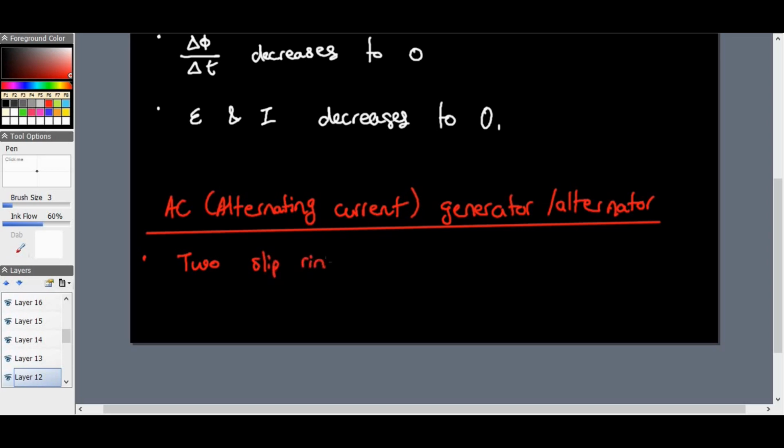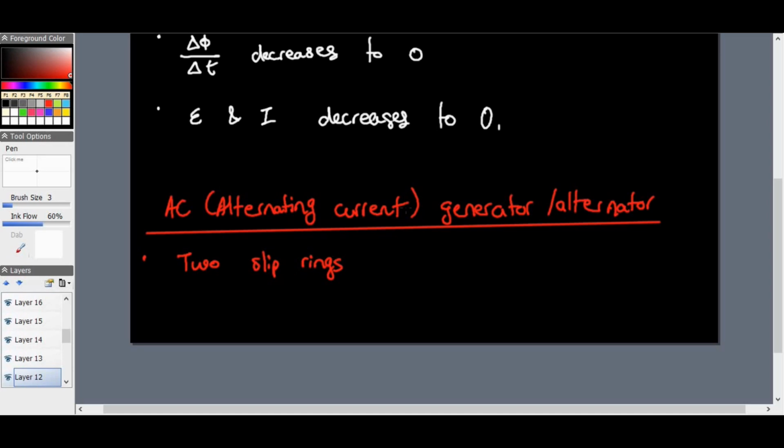Two slip rings. I'll show you how that looks. When you're looking at a diagram and you want to know is it AC or is it DC, how you identify it, even if you have a textbook that has the electrodynamics section, or in an exam: if you see two whole rings there, you know it's an alternating current generator.